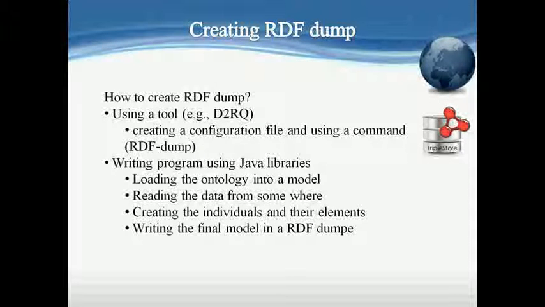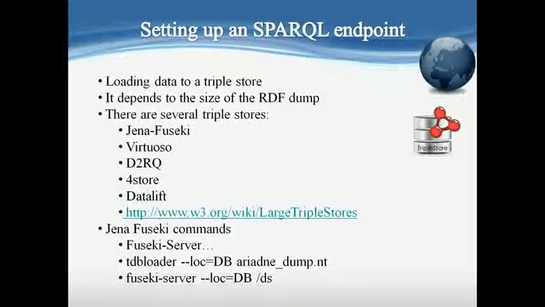But if you don't want to use such tools, you can write programs using some Java libraries like Jena, and then you can define the ontology that you want your data to be exposed according to, read data from some tables or something like that, and finally create an RDF dump according to the model that you want. So you have two approaches for creating an RDF dump.